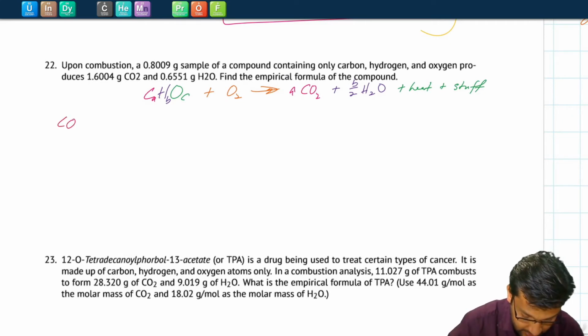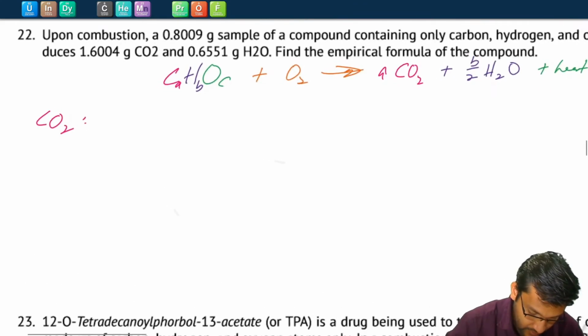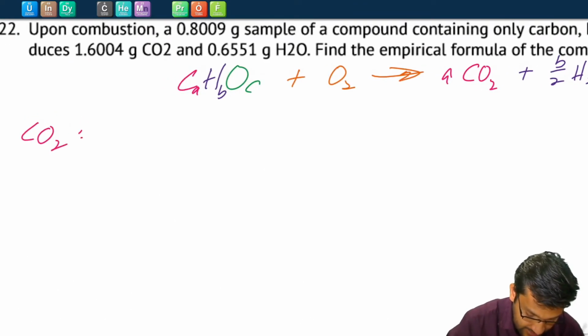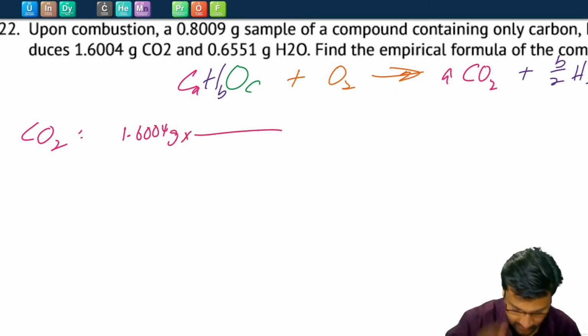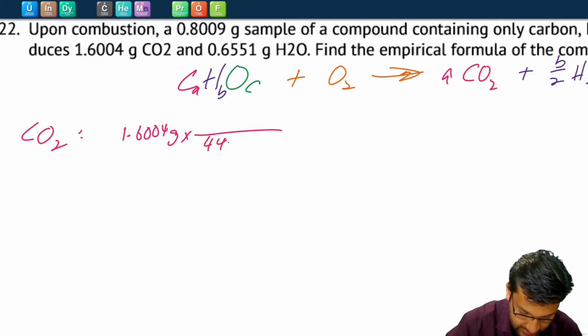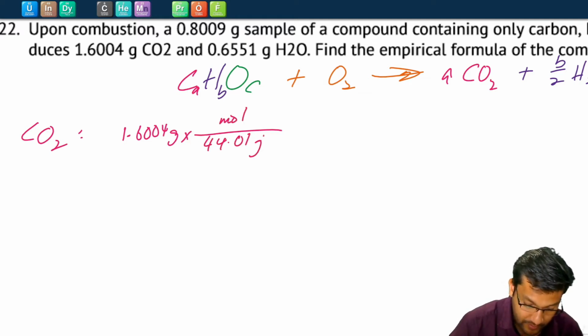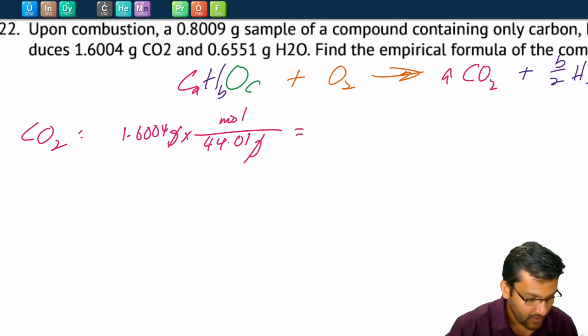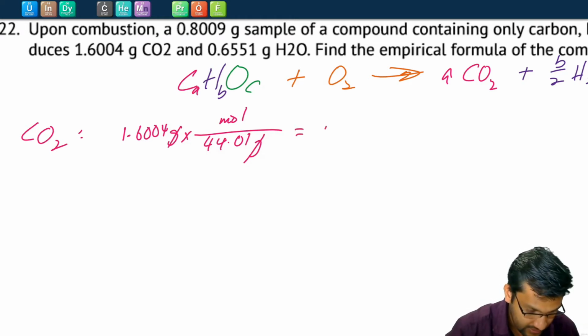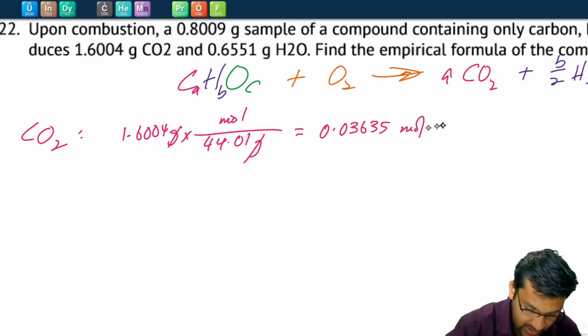So let's look at our CO2. We have 1.6004 grams of CO2. We divide by the molar mass. Again, this is where I said memorizing the molar mass of carbon dioxide would be useful. So for the number of moles of carbon dioxide, we get 0.03635 moles, which is also the same as the moles of carbon.